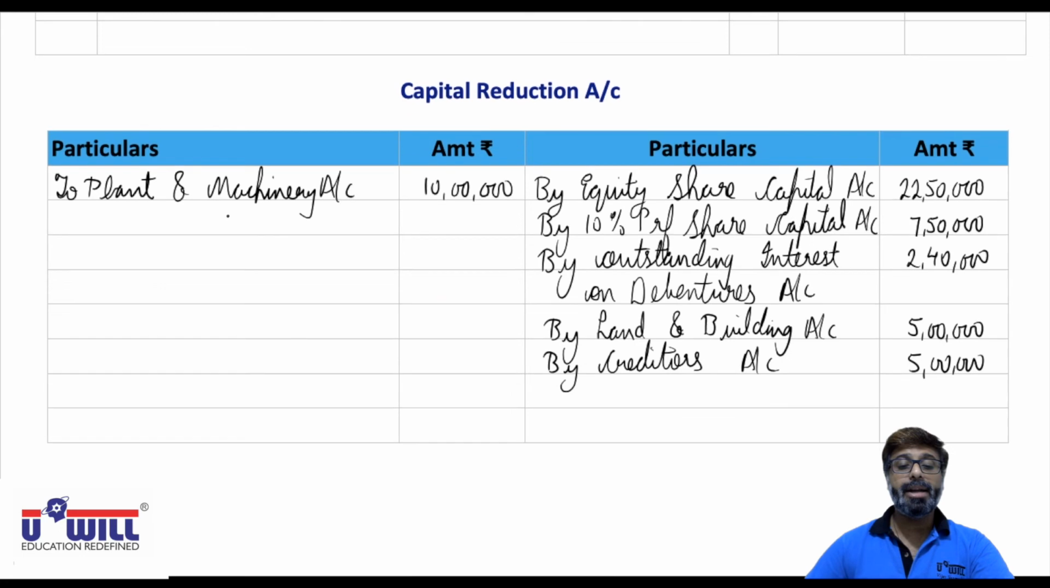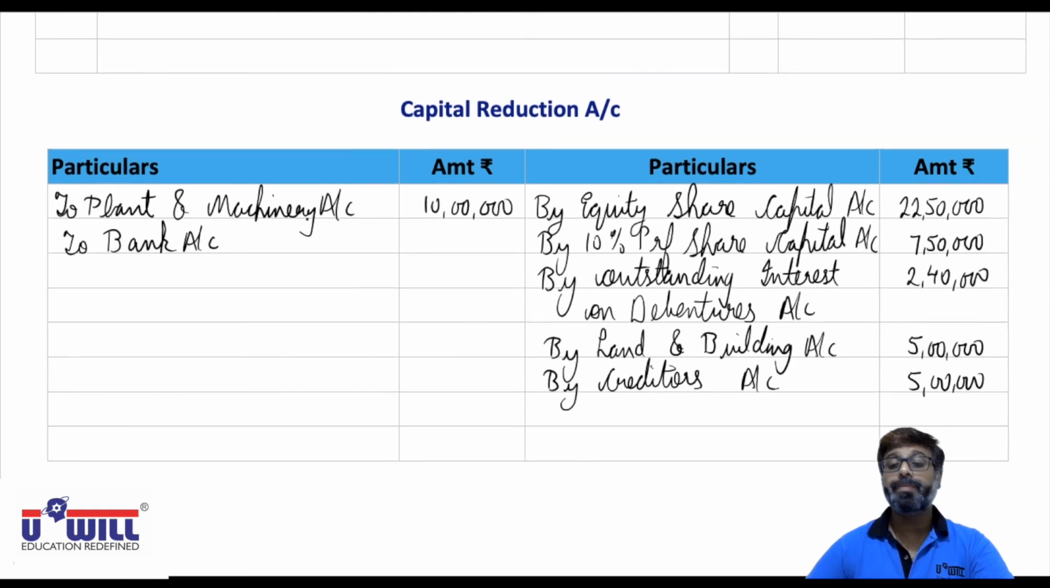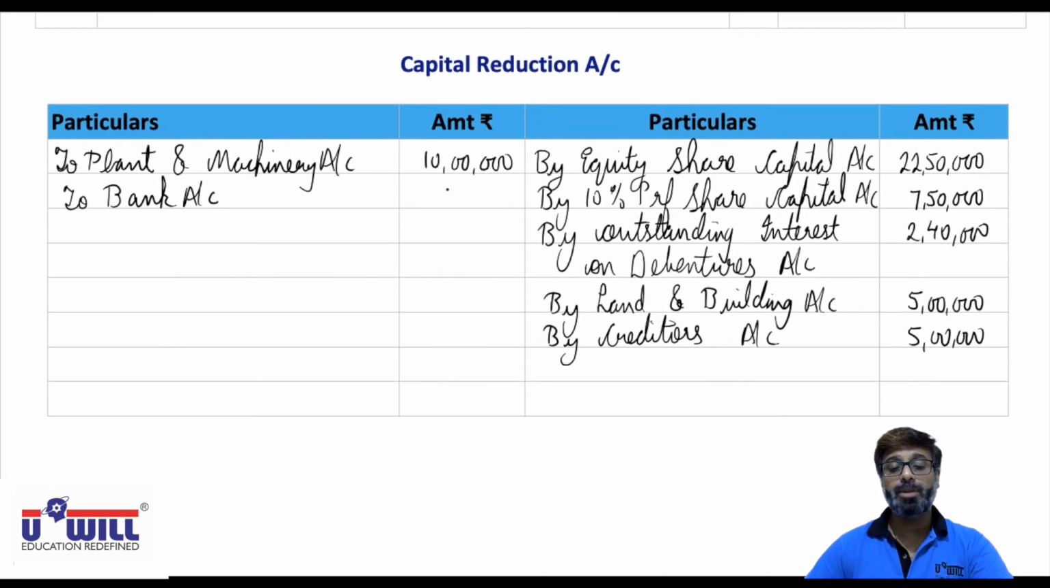Now capital reduction account debit. So in capital reduction we will write on the debit side, to bank account 75,000.